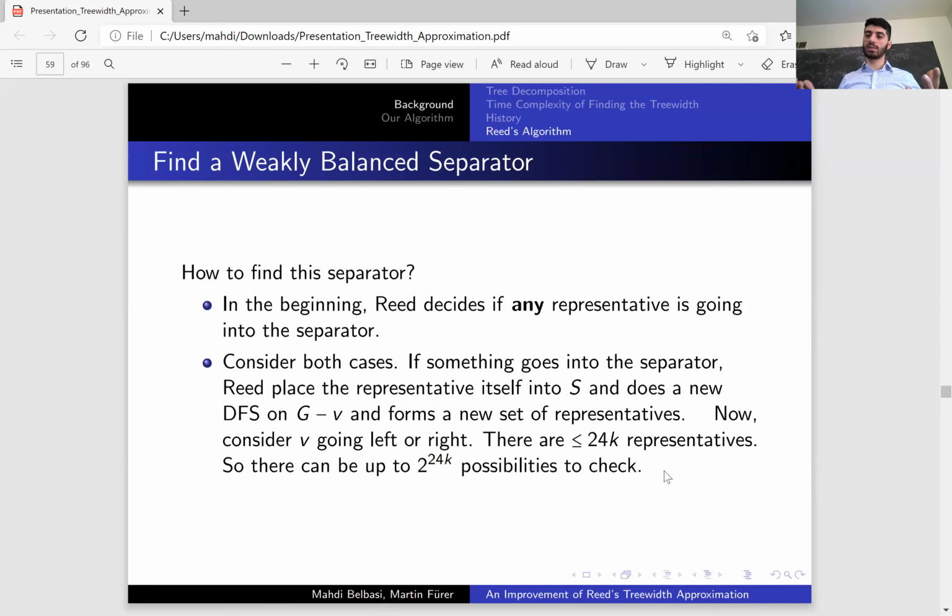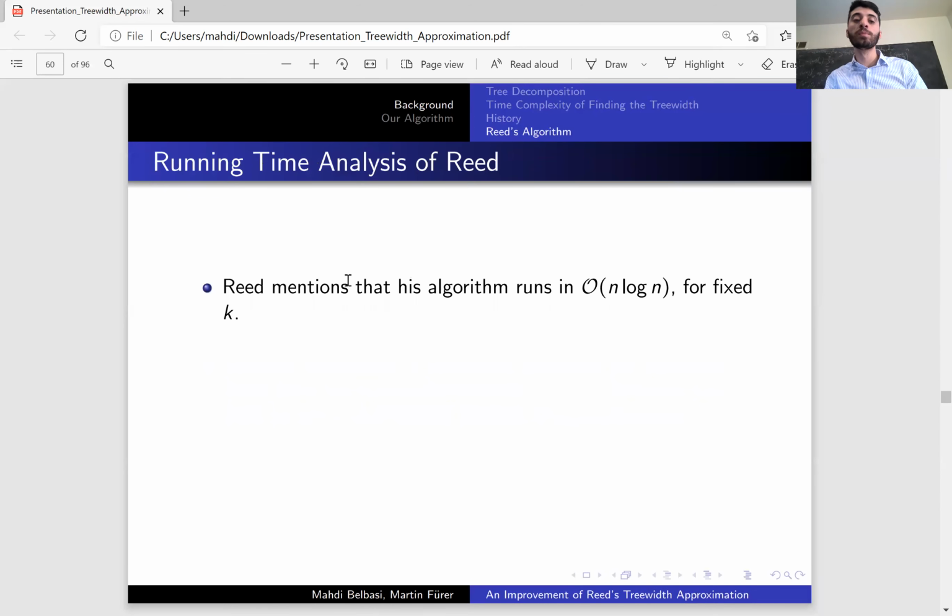And once that happens, then he has to go check for 24k. He has at most 24k representatives, and each of them might go left or right. So it's 2 to the power of 24k possibilities to be checked. And then Reed mentions that his algorithm runs in n log n for fixed k. So it means he doesn't look at the dependence on k.